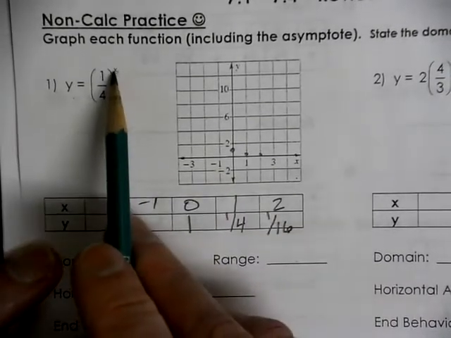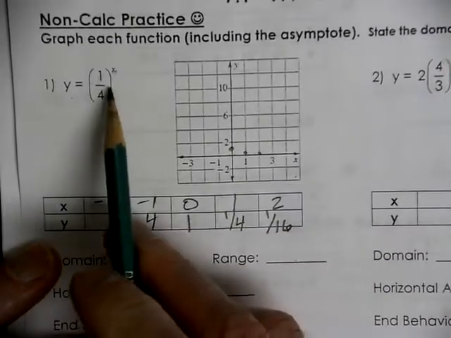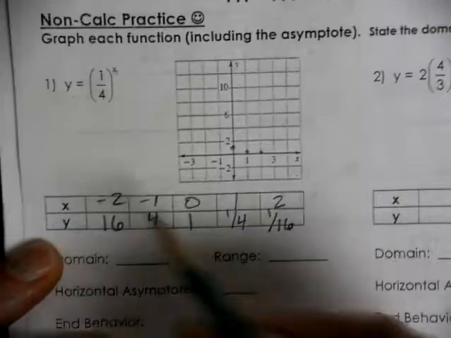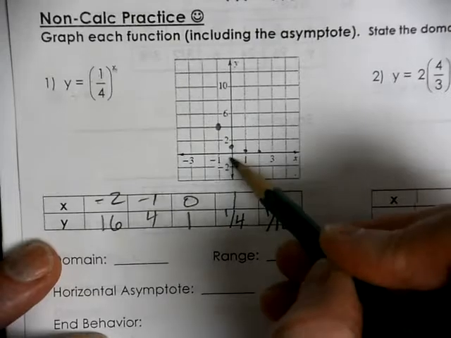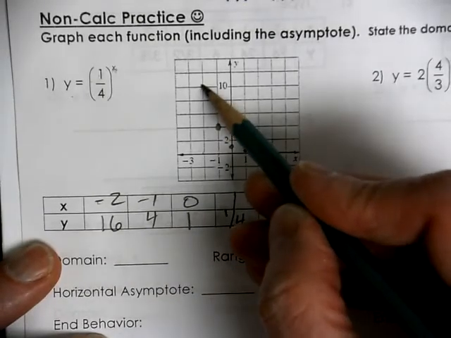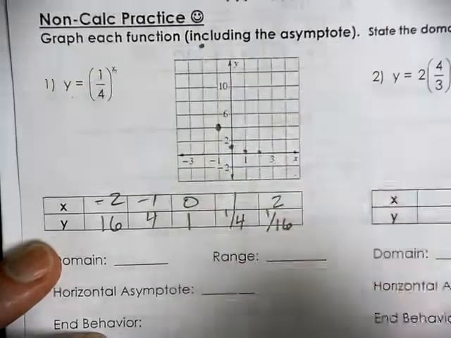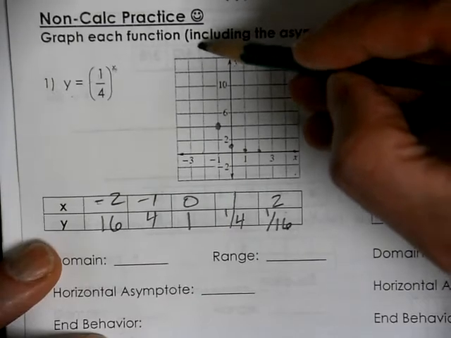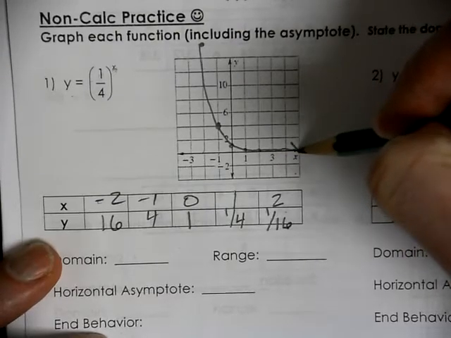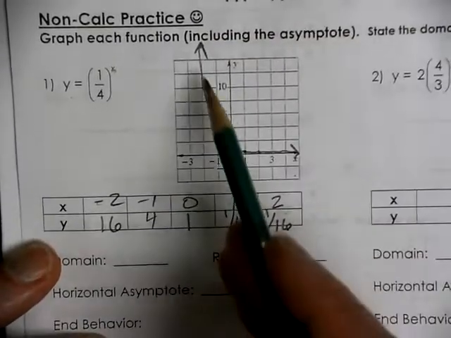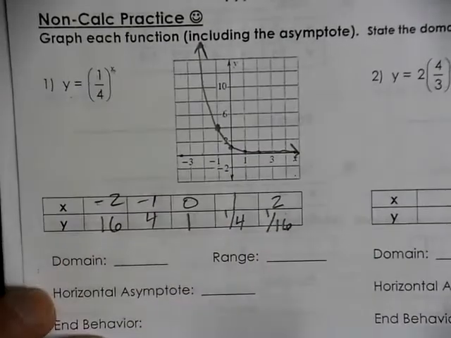When an exponent is negative 1, we do the reciprocal. We do the reciprocal and square it. So when x is negative 1, we're up at 4. And at negative 2, we're at 16, which is actually just off the edge. So there is our exponential decay graph. And we know it's decay because it's dropping as x gets bigger. Your b value is less than 1 but greater than 0.